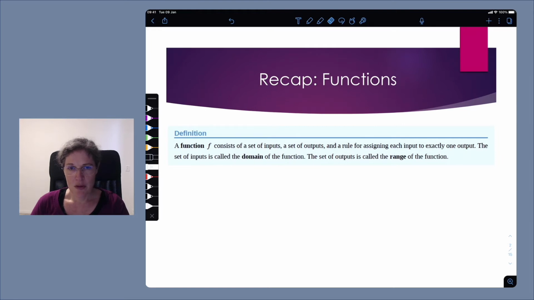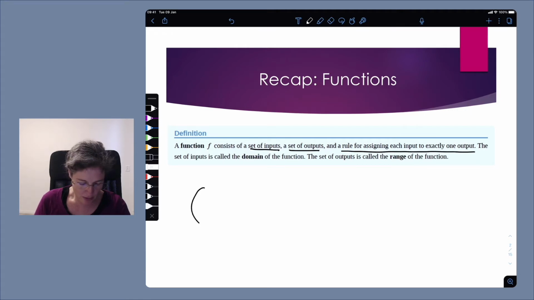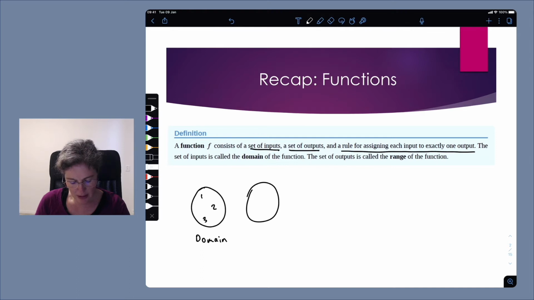So just to remind ourselves, what is a function? We said that a function is something that consists of 3 things. It consists of a set of inputs, a set of outputs, and some rule which takes each input to exactly one output. So for example, we could have 1, 2, 3 as our input, which we also call the domain, and 5, 6, 7, which could be our range. And we could have a rule which says, okay, take 1 to 6, take 2 to 5, and take 3 to 7. That's a function.